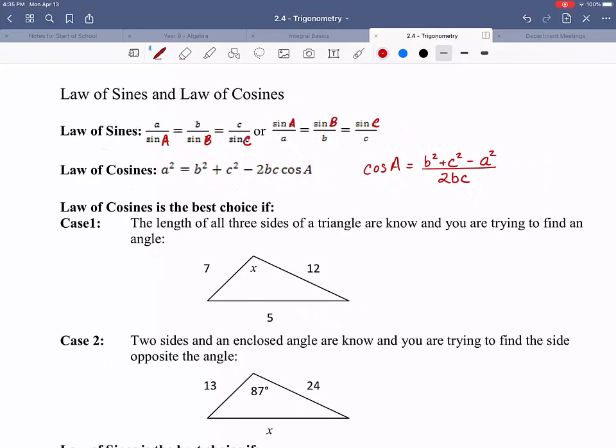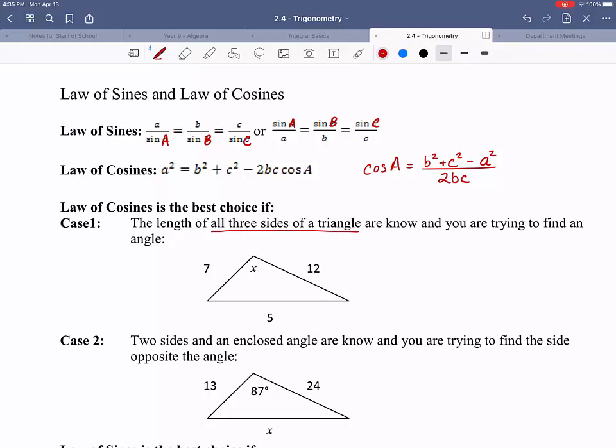Now, which of the two laws is the most complicated to use? Well, I will tell you right now that it happens to be the law of cosines. So the law of sines tends to be the one we would like to do first if we can. So what we're going to talk about is when we have to use the law of cosines and then when we can use the law of sines. As you see here below, it says the law of cosines is the best choice if you know all 3 sides of the triangle and you're trying to find an angle.